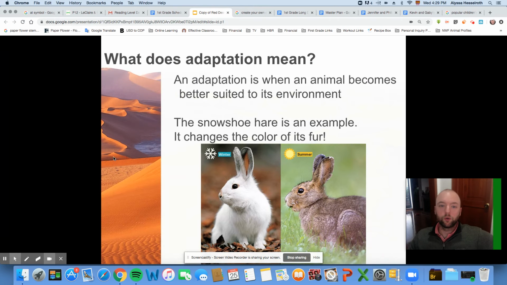So what does the word adaptation mean? So an adaptation is when an animal becomes better suited to its environment. And a great example that we learned about on Thursday is the snowshoe hare. And this animal has adapted to its environment so well that during the winter when there's snow, its fur is white and thick and warm. And in the summer, it turns brown and tan so it can blend in with the plants and the dirt and the rocks when there's no snow. And the hair is much thinner and it helps them stay cool.